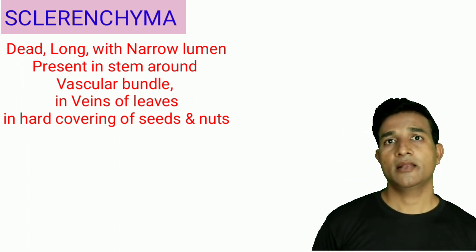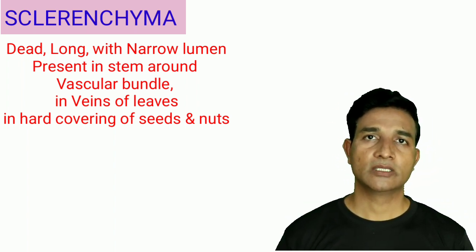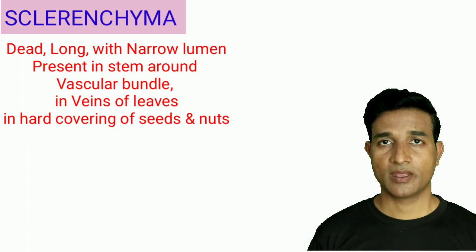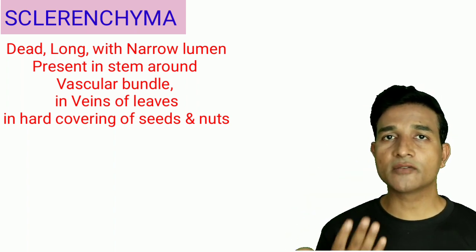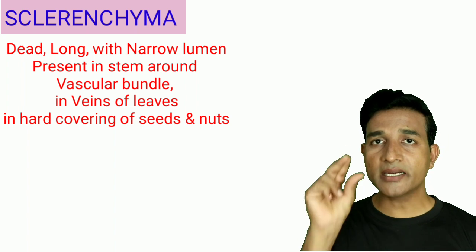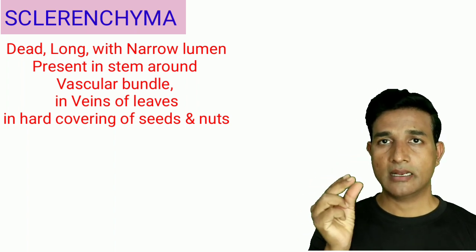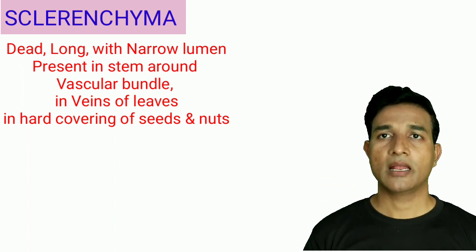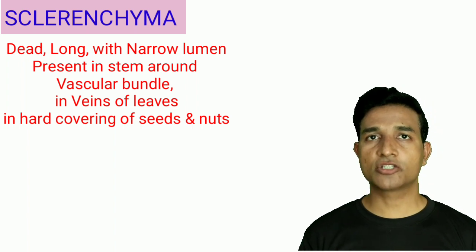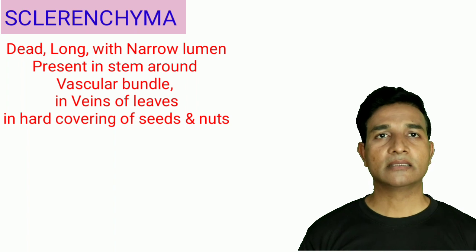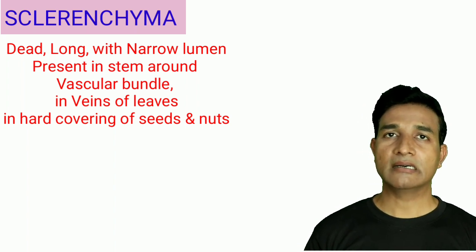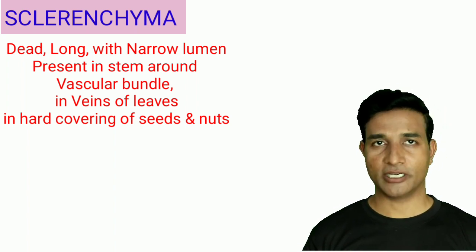And where do you find this sclerenchyma tissue? They are present in the stem around the vascular bundles, and they are present in the veins of the leaves and in the hard covering of the seeds as well as nuts, and these provide strength to the plant parts and protect the plant from mechanical injury.